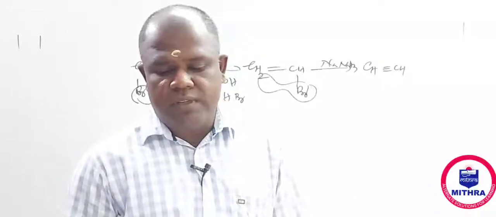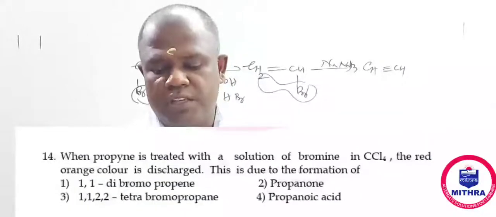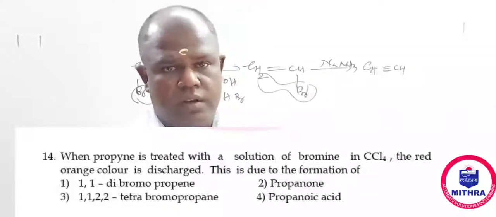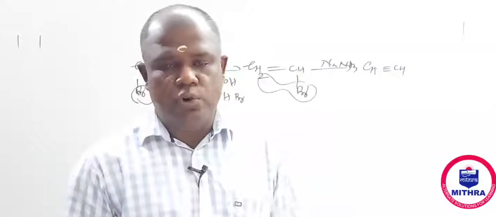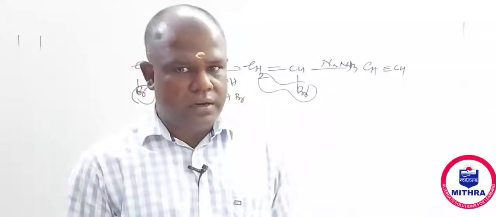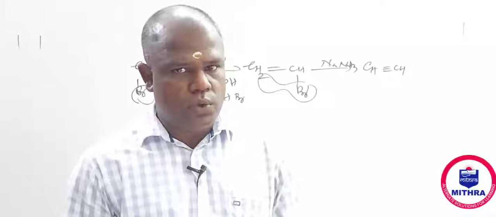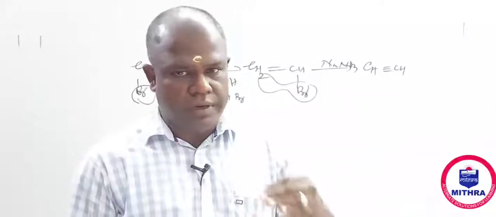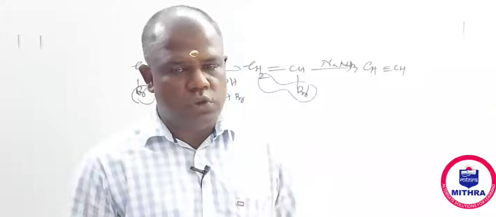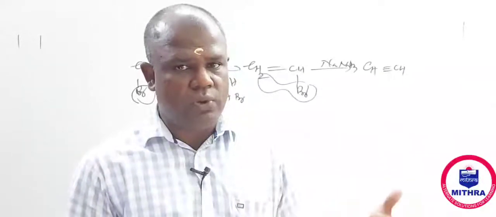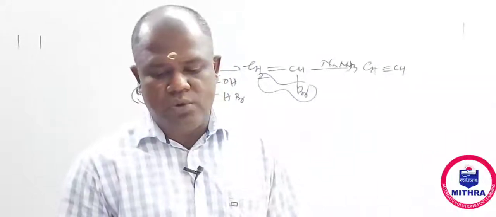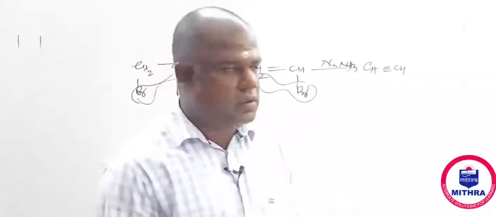Then propyne is treated with a solution of bromine in CCl4, and the red color is discharged. Propyne, definitely. Saturation can be tested by adding bromine in CCl4. Propyne contains 2 pi bonds. In a triple bond, 1 is a single bond and the other 2 are pi bonds. So all the pi bonds are broken down, and you have to add 4 bromine. So 1,1,2,2-tetrabromopropane is the answer.